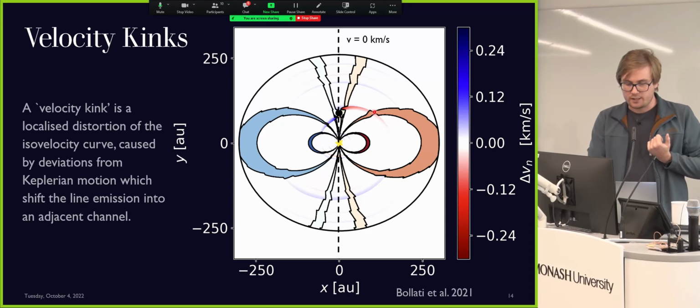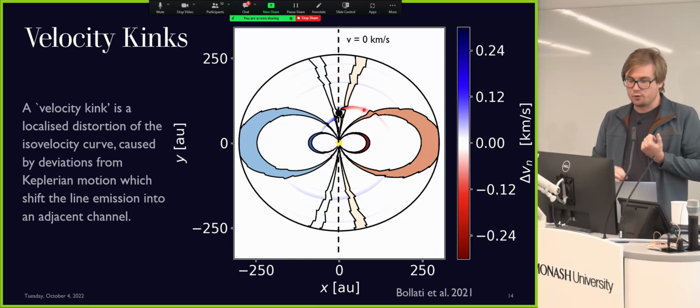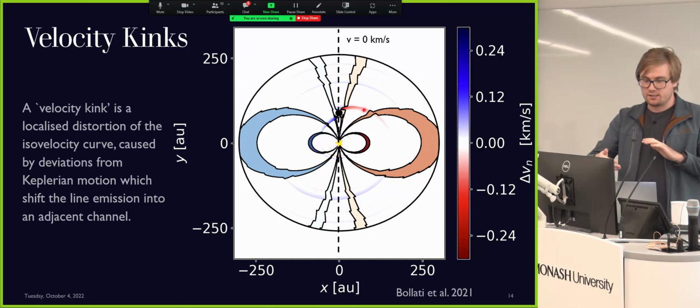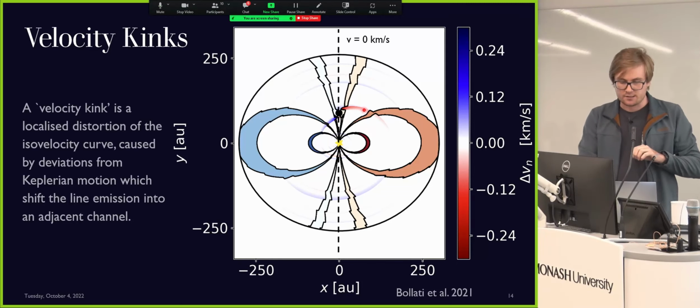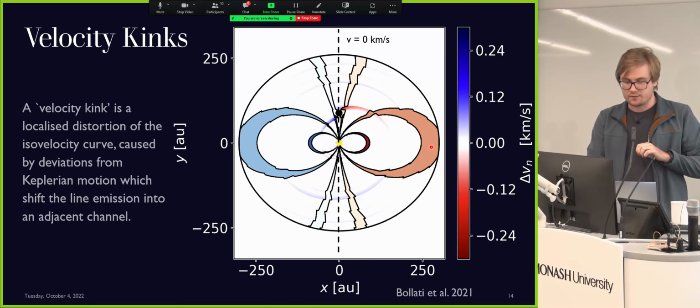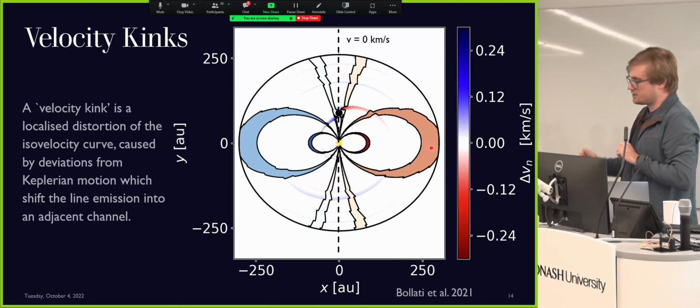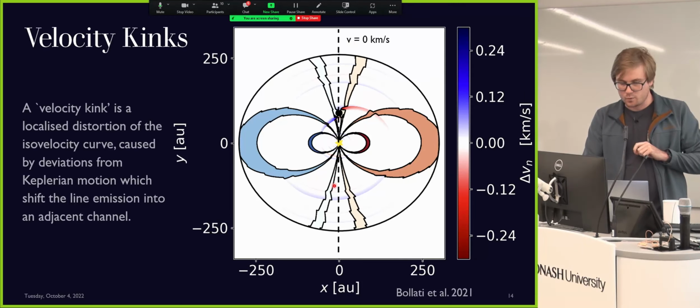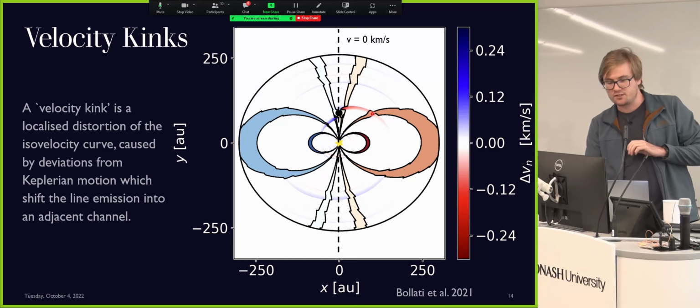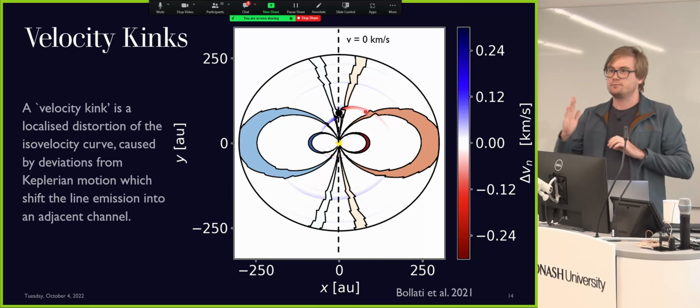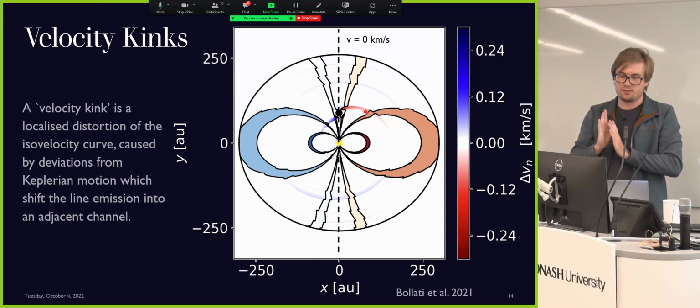So as an example here, this material in red is moving towards the observer. And so this is the red-shifted side. Let me make sure I'm getting this right. It's the red-shifted side. It's moving slower. So this is where the projected line of sight velocity of the disk is 0. And so it's moving slower. So it moves towards that v equals 0 line.